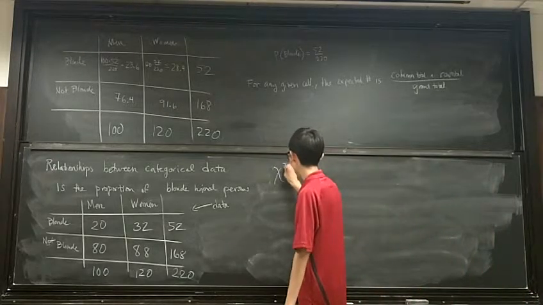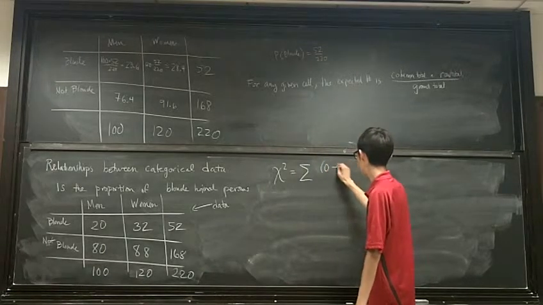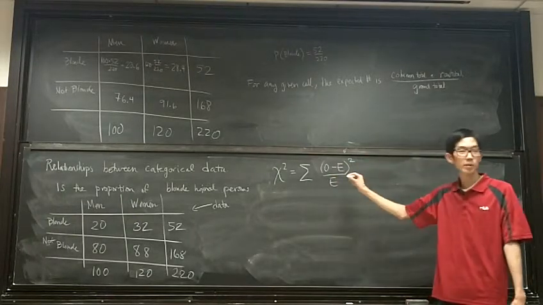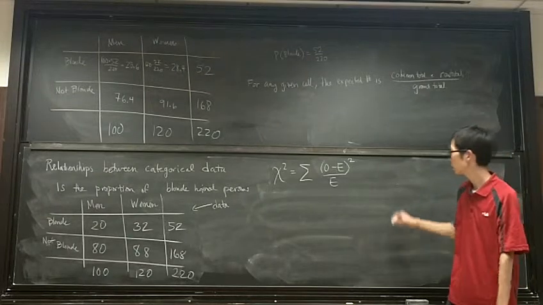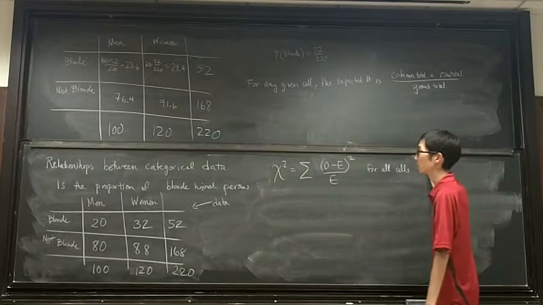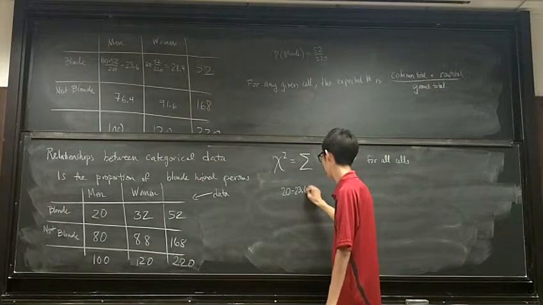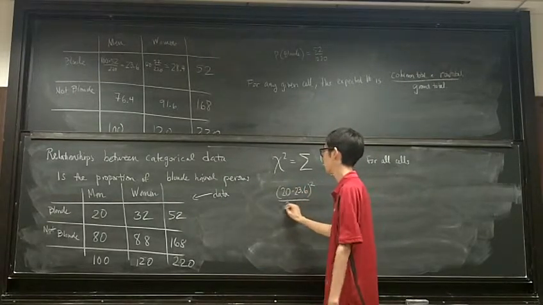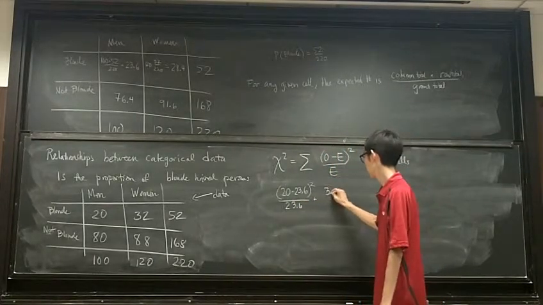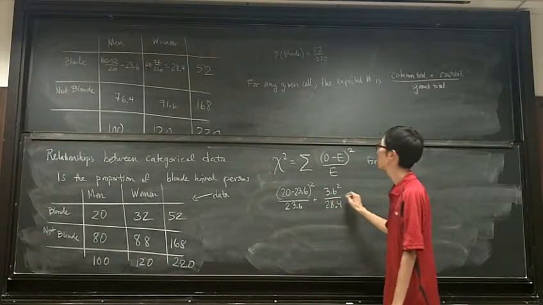So the chi-squared statistic is still the same. We do the observed minus the expected, squared, over what we expected, and we add this up for all the cells in our table. So there's going to be 4 of them. I do 20 minus 23.6, squared, over 23.6, plus, and they're all going to be 3.6 squared over 28.4, and the next one.